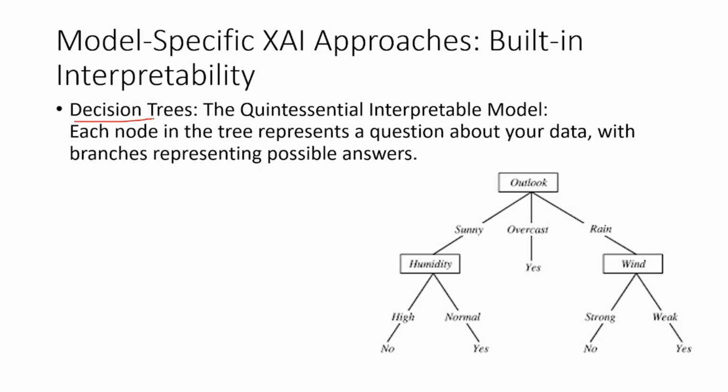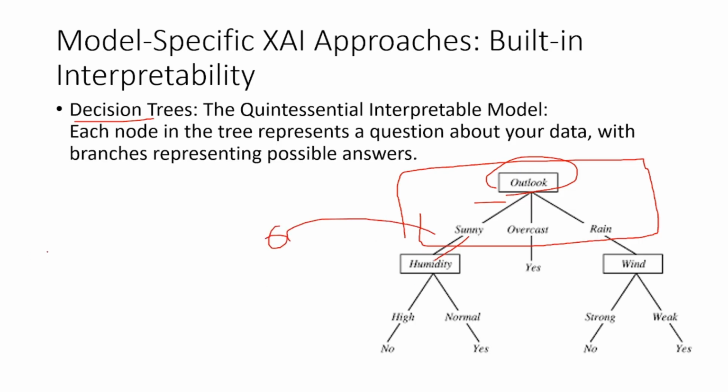The first one is a decision tree. In a decision tree, each node represents a question about your data with branches representing the possible answers. So if the outlook is sunny and humidity is normal, will I go out and play? Outlook is sunny and the humidity is normal, so yes, I will go out to play. But what if it is raining and the wind is very strong? Will I go out? No.